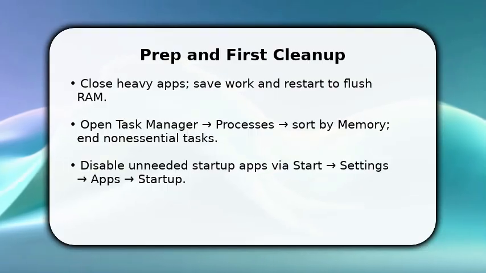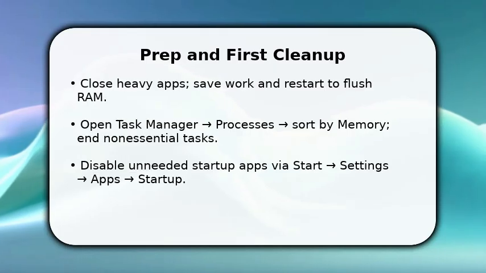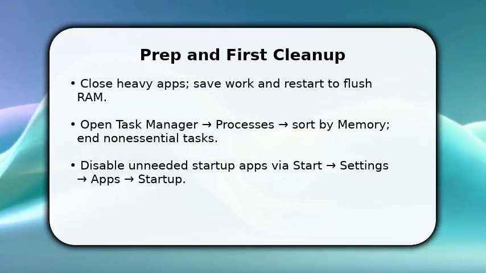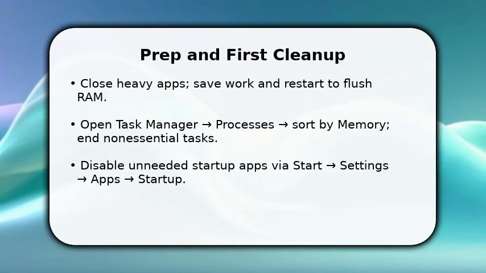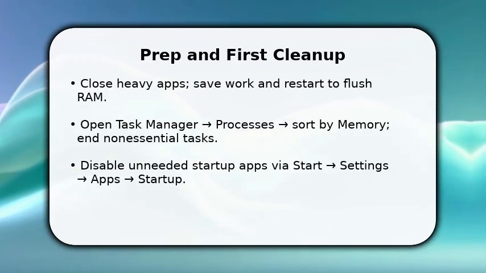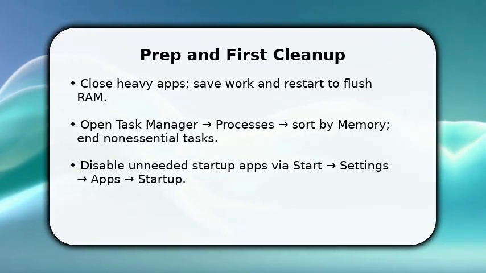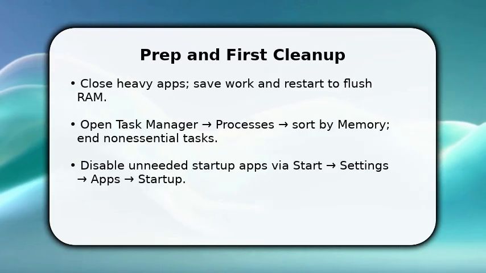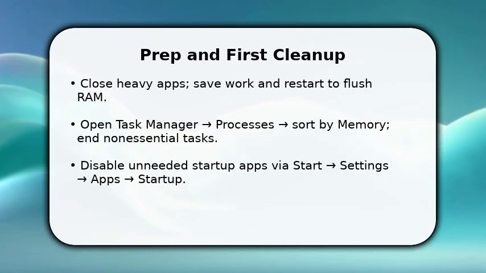You start by freeing active RAM immediately. Save your work, close all heavy apps, then open Task Manager and sort by memory to identify top consumers. End only non-essential processes, avoid system-critical items. Once done, disable unnecessary startup entries so the same apps don't reload after reboot.